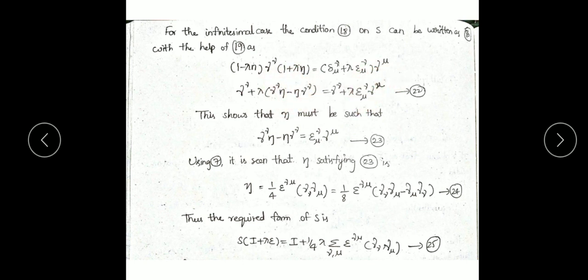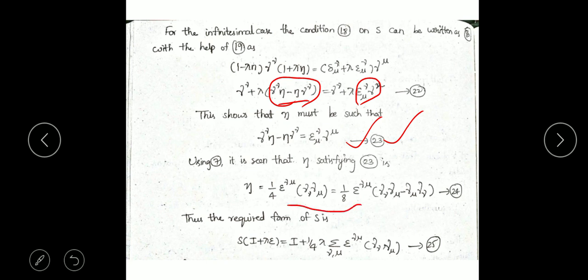So this entire thing must be equal to this, that is γ^ν η minus η γ^ν equals ε^μ_ν γ^μ. Using equation 7, it is seen that the particular η satisfying equation 23 is of the form 1/4 ε_νμ γ^ν γ^μ, which could be written as 1/8 ε_νμ (γ^μ γ^ν minus γ^ν γ^μ).